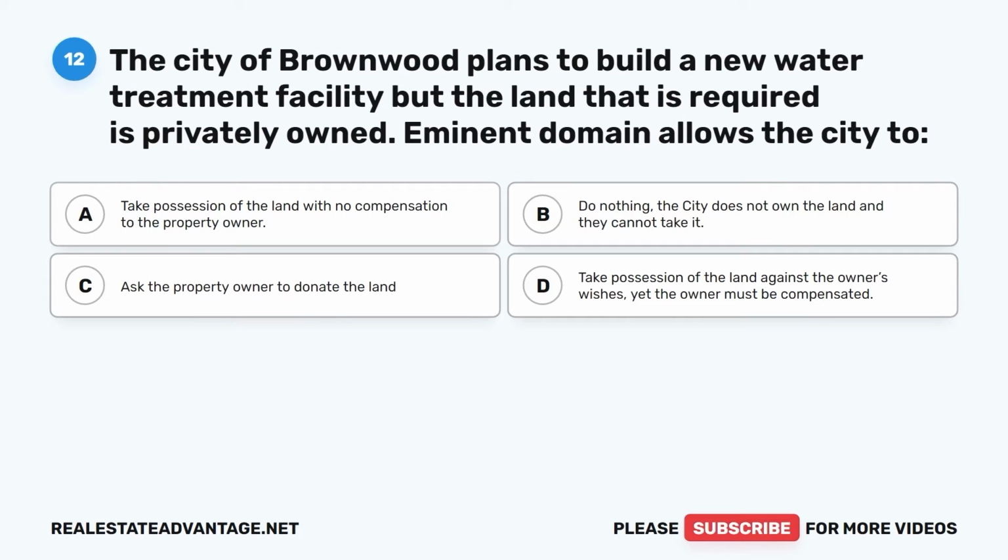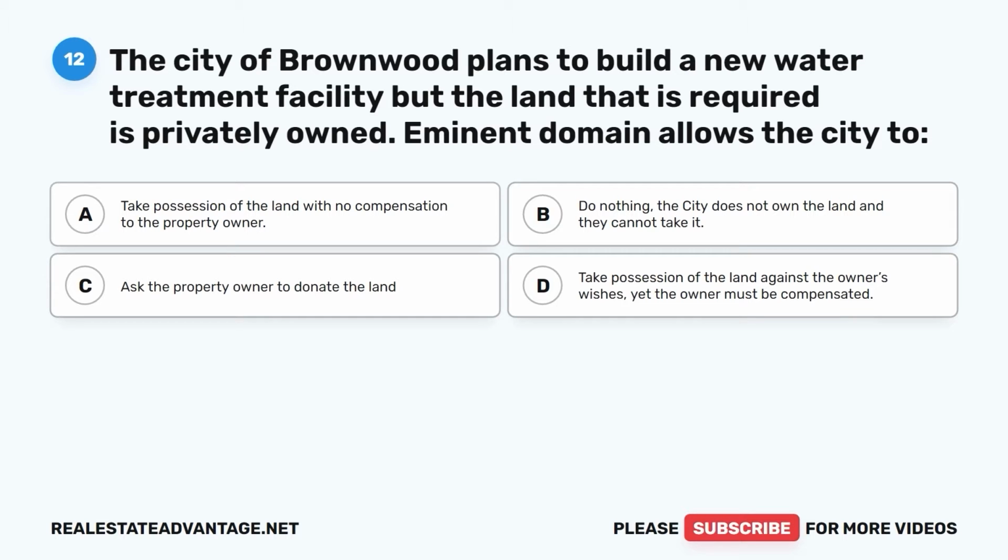Question 12. The city of Brownwood plans to build a new water treatment facility, but the land that is required is privately owned. Eminent domain allows the city to: A. Take possession of the land with no compensation to the property owner. B. Do nothing. The city does not own the land and they cannot take it. C. Ask the property owner to donate the land. D. Take possession of the land against the owner's wishes, yet the owner must be compensated.